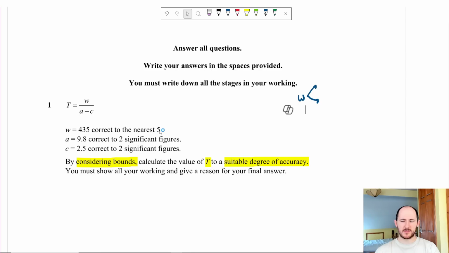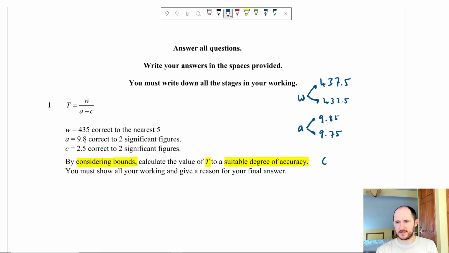I half that number, so it's 2.5, and we're going to add and subtract it. So 437.5, and then subtracting it, 432.5. And then with A, it's correct to the nearest 2 significant figures. Well, if we look at what the second significant figure is, it's a 0.8. So we're going to half 0.1, so that's 0.05. And we're going to add and subtract it just like before, 8.5 and 7.5.